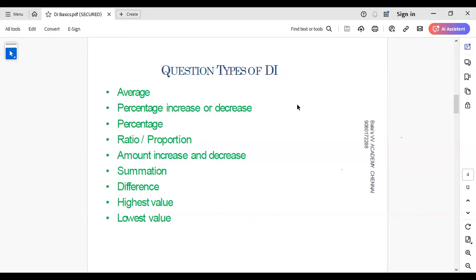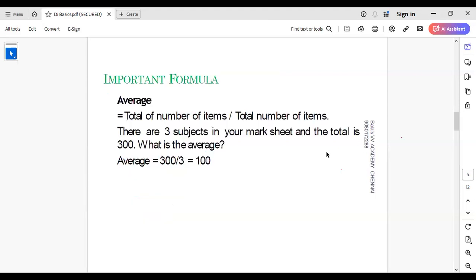And also, if you are well versed in these 9 topics, you may also have an opportunity to crack mathematical reasoning, minimum 2 questions. Average, percentage increase, decrease, percentage, ratio, proportion, amount increase, decrease, summation, difference, highest value, lowest value. These are the questions they will usually ask you. So let us ponder some basics.